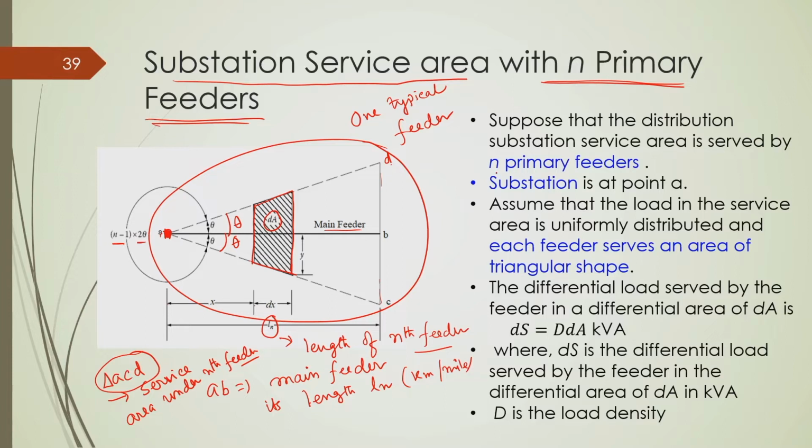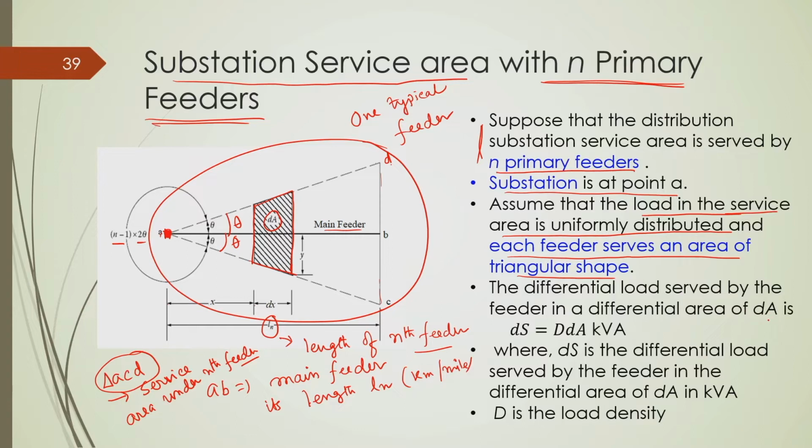Now, as we said, we have n number of primary feeders under this substation. The substation is located at point A, and as we have shown, this service area has uniformly distributed load. That means load is uniformly distributed under the service area of this particular feeder, as well as all the other feeders under this particular substation. So, each feeder is serving an area of a triangular shape. This triangle ACD is representing the service area under this particular feeder.